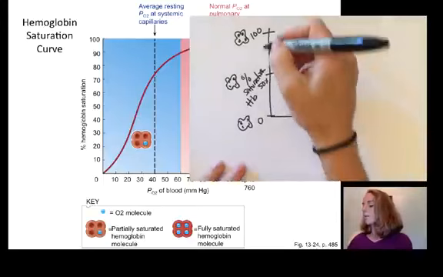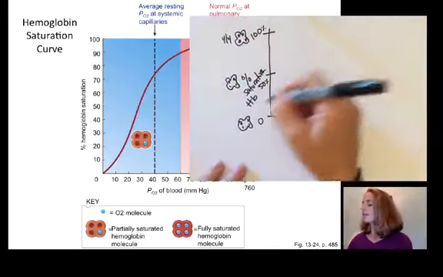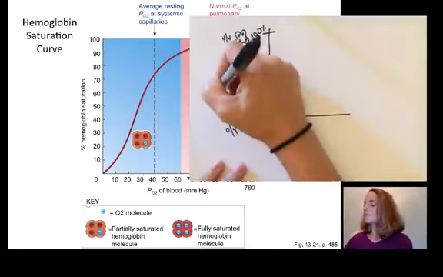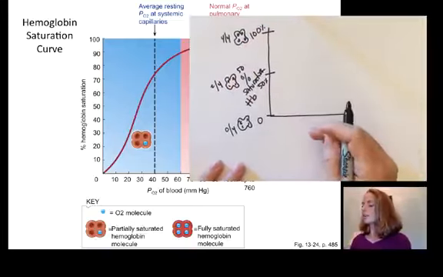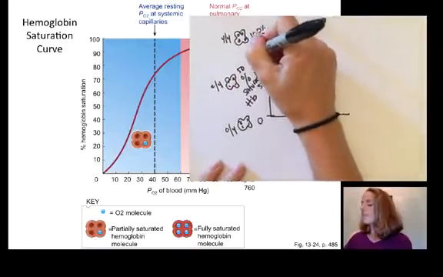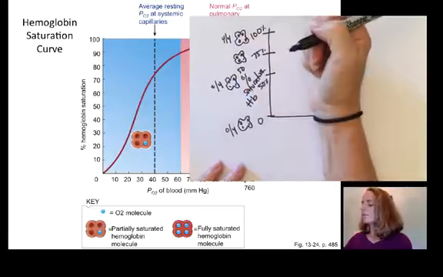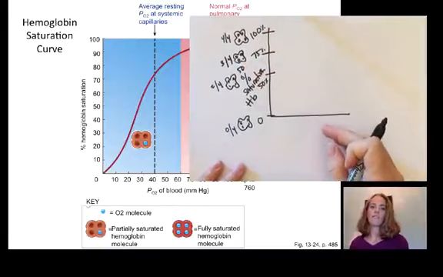2 out of 4. So 4 out of 4 is going to be 100%. 0 out of 4 will be 0%. And then 2 out of 4 will be 50% saturation. And then 75% also turns out to be an important number. So how many in 75%? 1, 2, 3. Okay. So 3 out of 4 is 75% saturation.